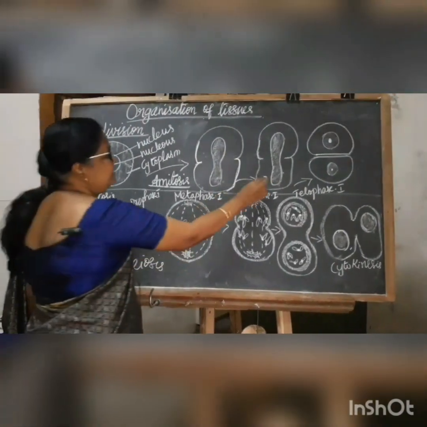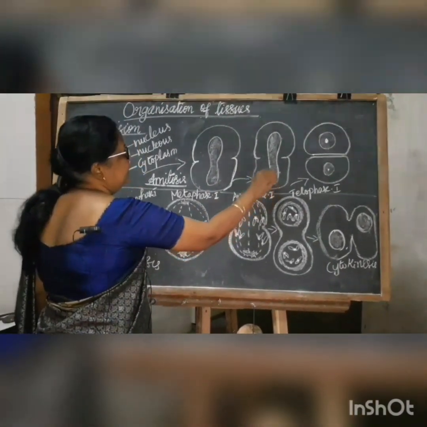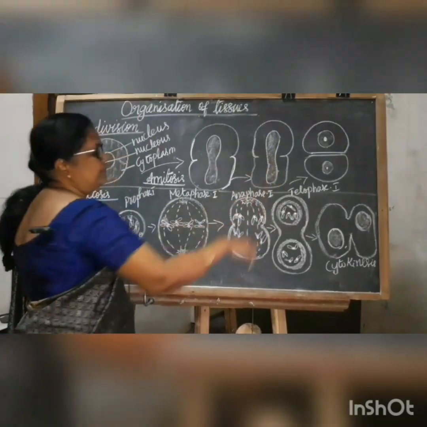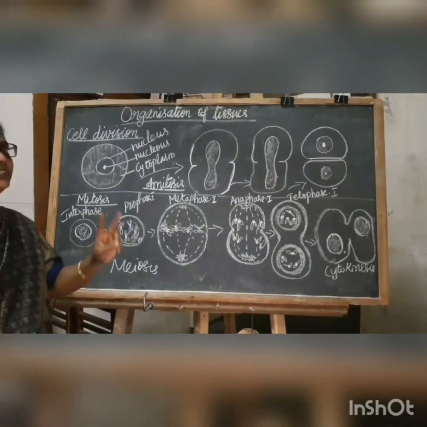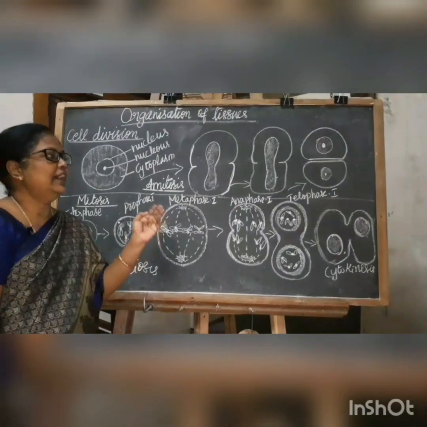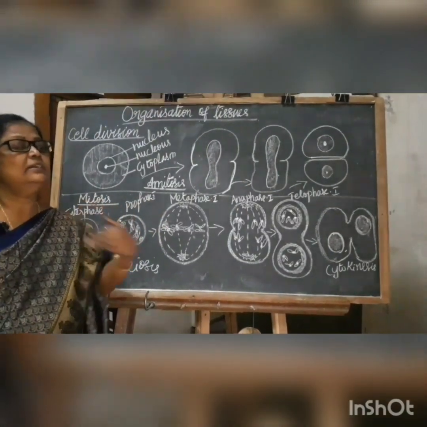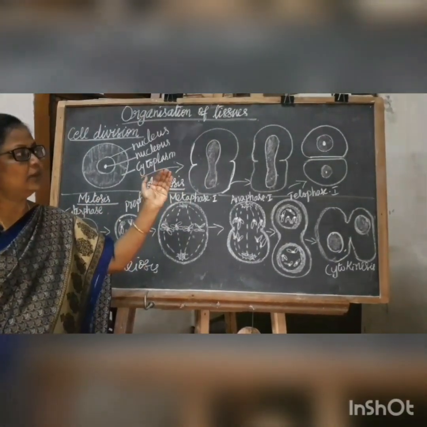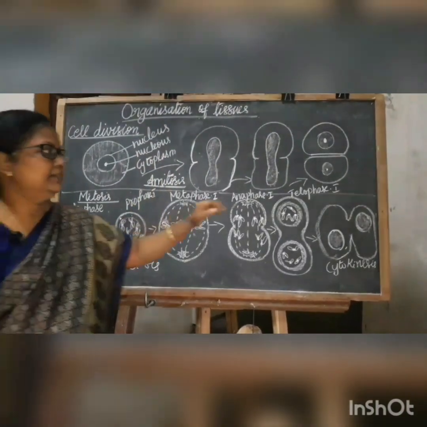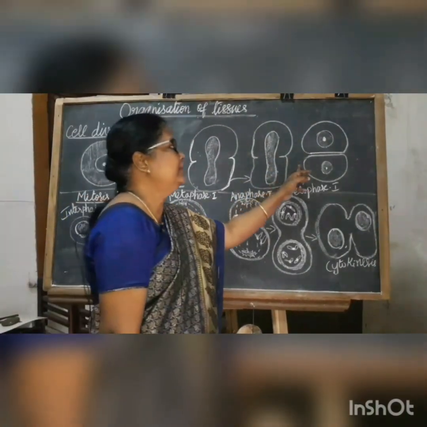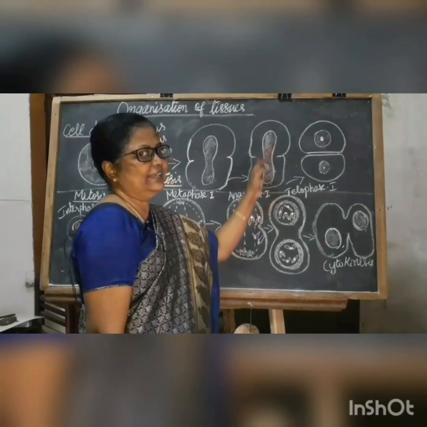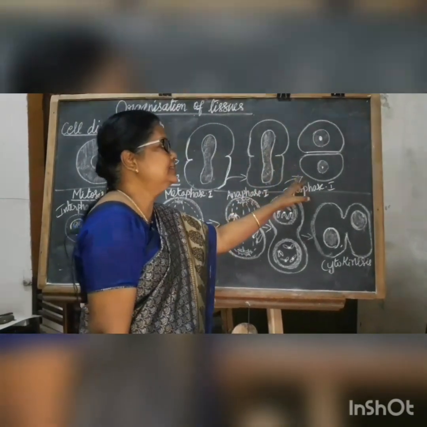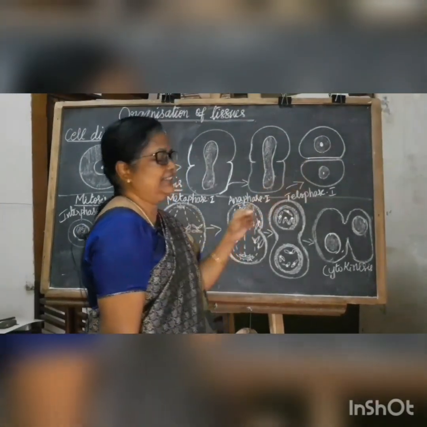So along with the nucleus, the cytoplasm also divides. The nucleus divides into two, and the cytoplasm also divides along with the nucleus. Then the nucleus will form two cells. As a result, they will form two daughter cells.